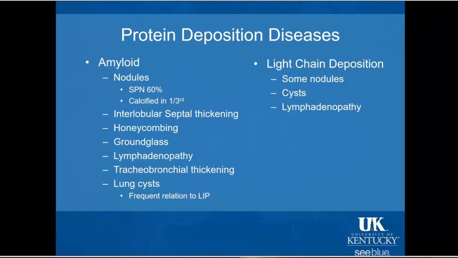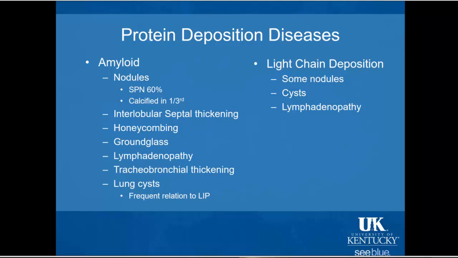Lymphadenopathy is fairly common, and you can also end up with tracheal amyloidosis, which leads to tracheal wall thickening that does not spare the posterior membrane. Lung cysts can be seen as well, and again, that's why we bring it up in this context. But the lung cysts in a certain percentage of patients will actually turn out to be related to LIP.